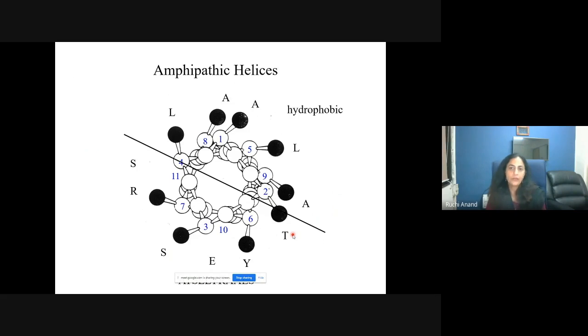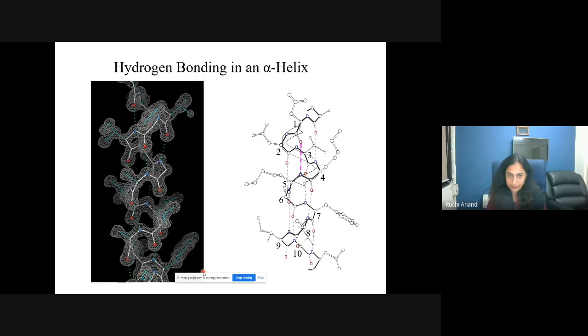This kind of division in the helix, with this side facing the inside of the protein and this side facing the solvent, is called an amphipathic helix. So the hydrophobic edge is inside the protein structure with other helices, and the hydrophilic edge is outside to the solvent; these are called amphipathic helices.